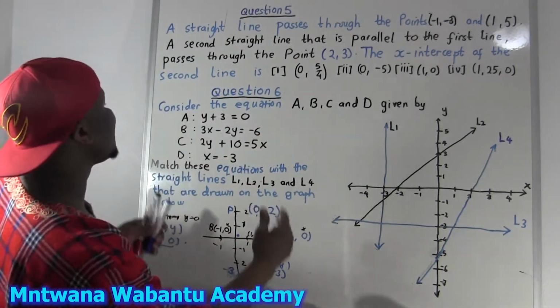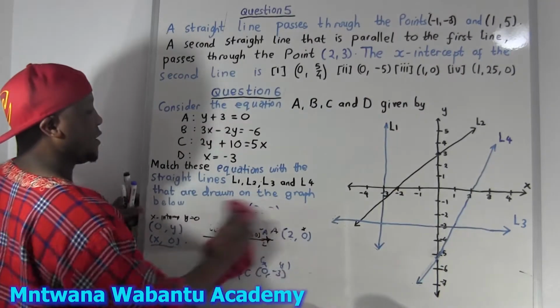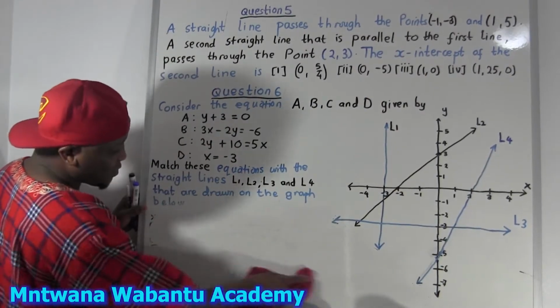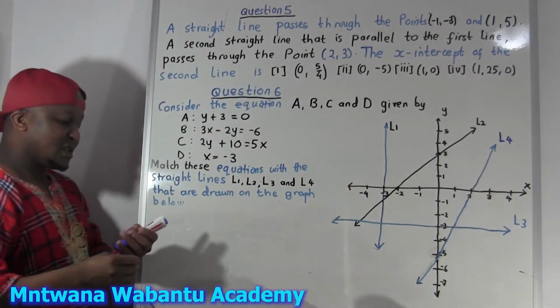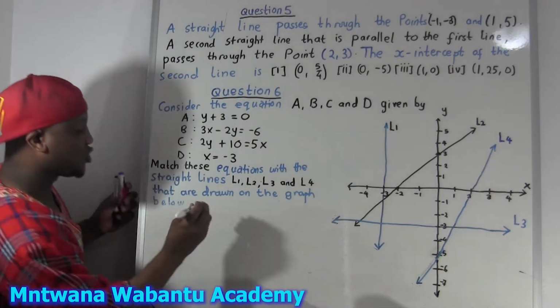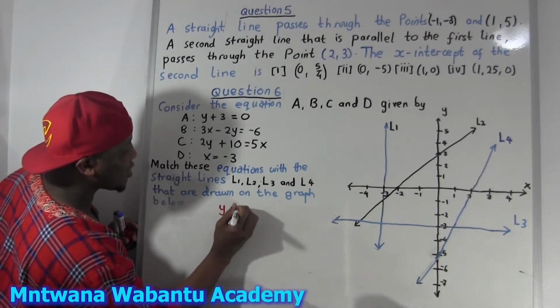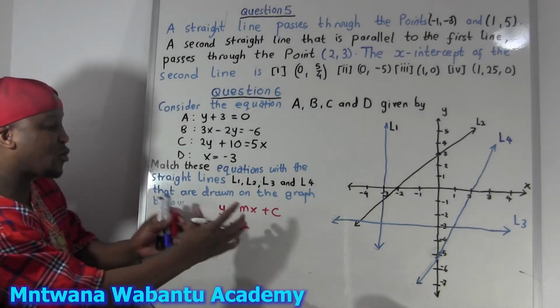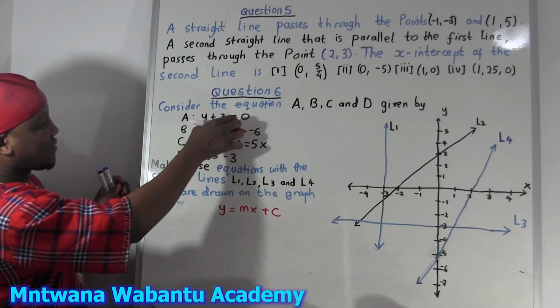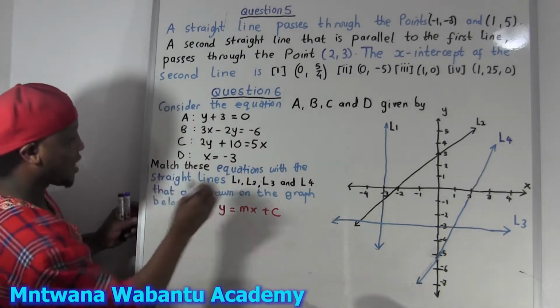Now let's come to this equation. Whenever they mention the equation of a line, you know the standard equation of a line: y equals mx plus c. This is the standard equation of a line. So now let's take this on, and let's start with A and identify.